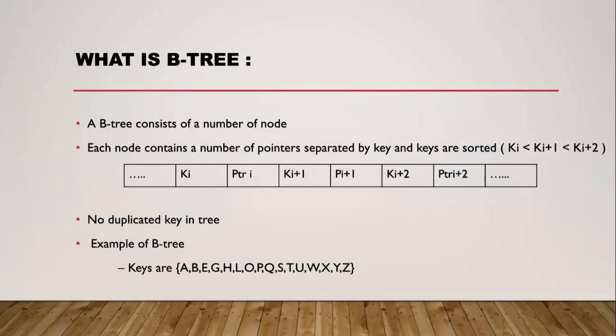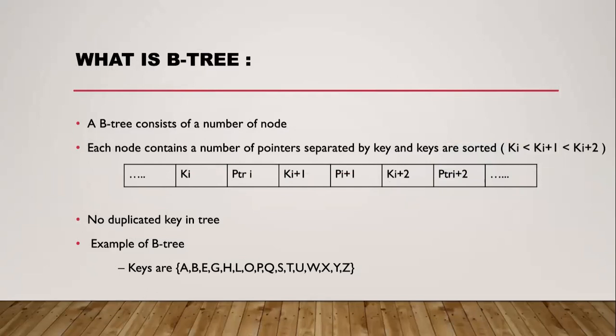Here is one of the tables. Key i, pointer i; key i plus 1 is less than key i. Pointer i plus 1 is less than pointer i. Key i plus 2 is less than key i plus 1, and pointer i plus 2. So there are no duplicate keys in a tree.